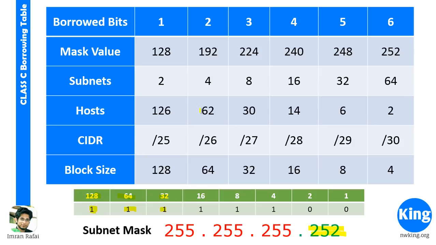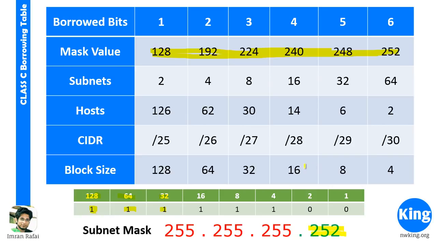I wouldn't want you to remember this entire table, but I would want you to remember this value. So whenever you see 1 bit borrowing, you can know the subnet mask is 128. If it is 2 bits, it is 192; 3 bits, 224; 4 bits, 240; 5 bits, 248; 6 bits is 252. So this is going to be a magic number, so just remember this number. I think that is going to be very, very easy.